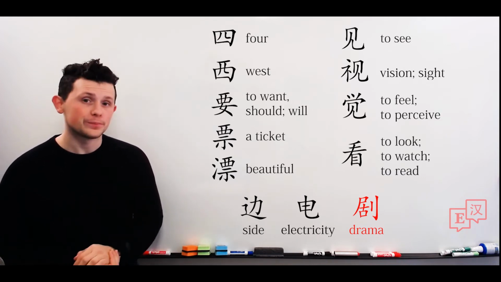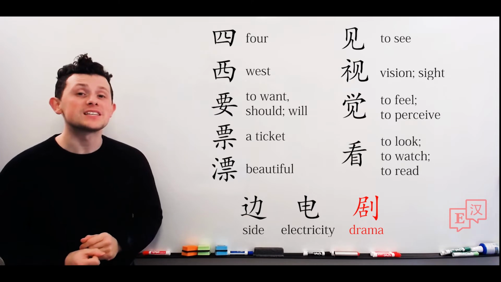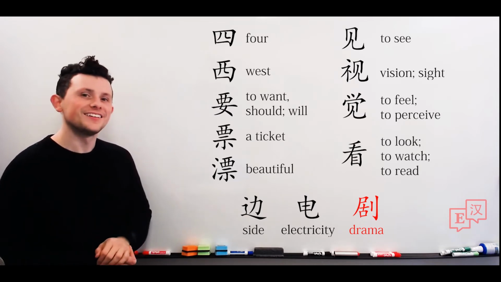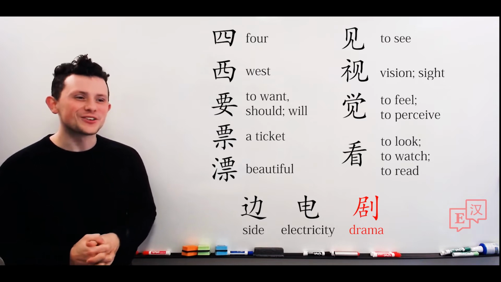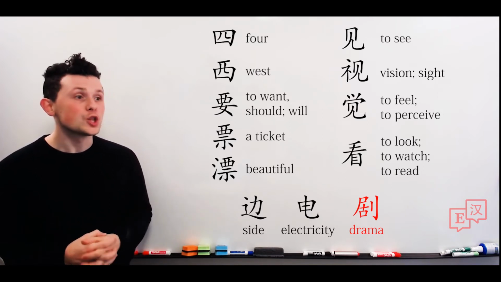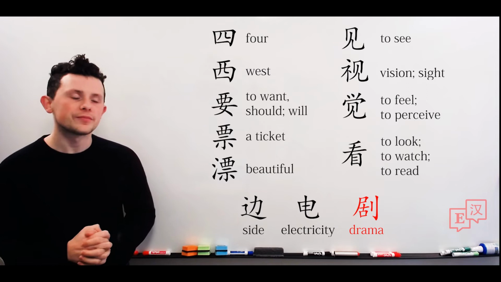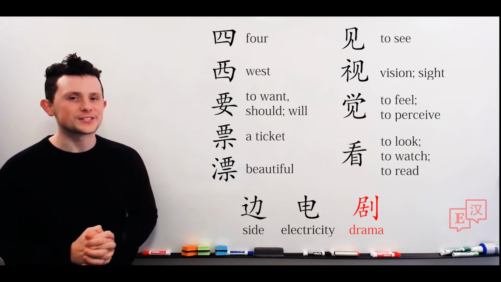Ju. This character means drama. This can be TV shows are drama. There could be like a dramatic play. The word dramatic itself, 剧, I'll use this character.